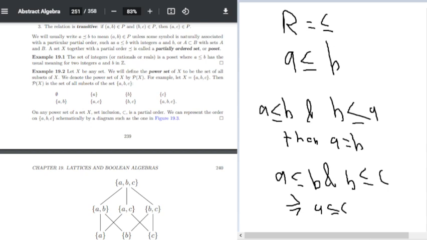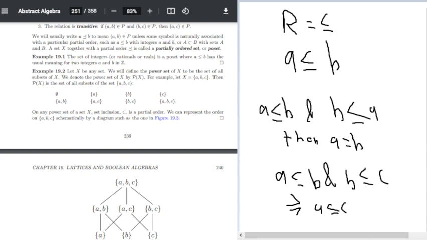A set X together with a partial order less than or equal to is called a partially ordered set, or poset. Example 19.1. The set of integers, or rationals or reals, is a poset, where A is less than or equal to B has the usual meaning for two integers A and B in the integers.